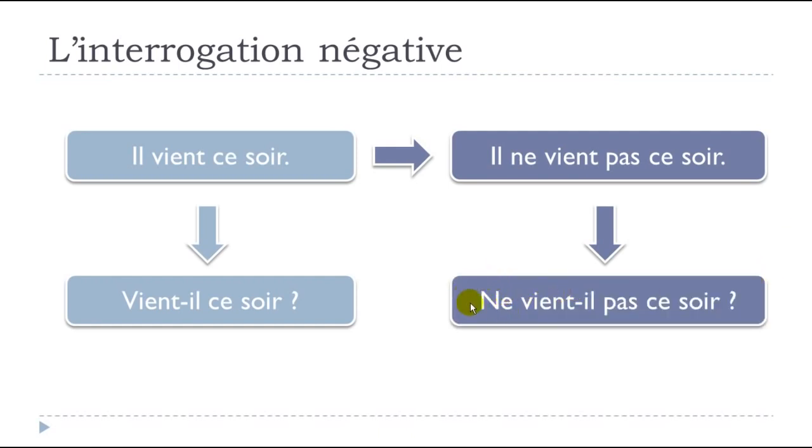So remember, you first start with ne, then you put your verb. Remember, right after the verb comes the subject, and finally you will have your pas here. Okay, then the rest, ce soir. Ne vient-il pas ce soir? So il vient ce soir is becoming vient-il ce soir? Il ne vient pas ce soir. Ne vient-il pas ce soir? And that's it.